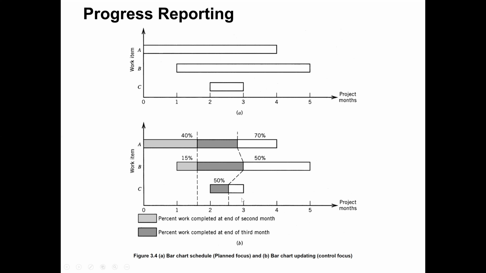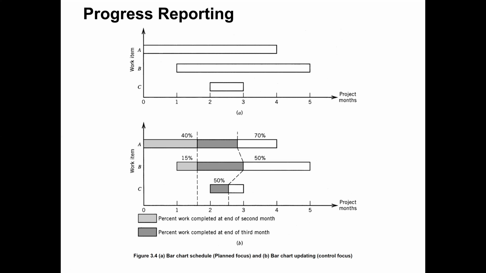And for activity B, it looks like we are maybe on schedule. For activity A, we are also a little bit behind schedule, 70% complete. So we are behind at point number 3. From this bar chart updating, it's progress reporting.